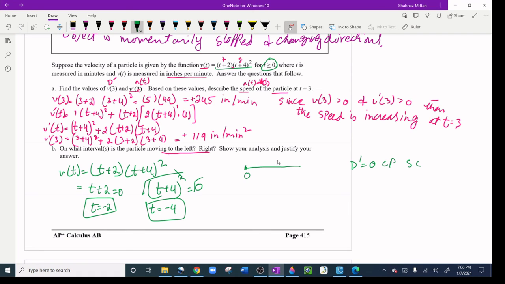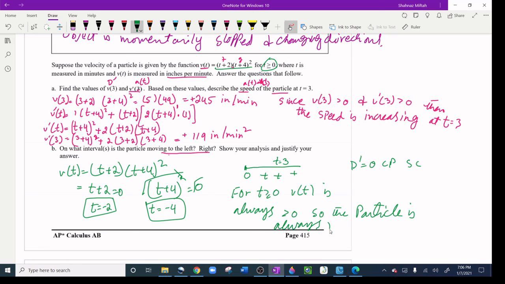So pick, probably t equals 3, because that's what they are asking me anyway the whole time. Plug in 3 in here. 3 plus 2 is 5. 3 plus 4 is 7, squared is 49, and it's going to give me positive. The whole thing is going to be positive. So for t greater than or equal to 0, v of t is always greater than 0, so the particle is always moving to the right.